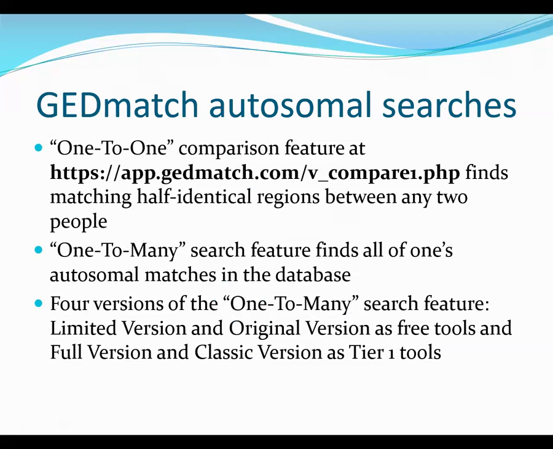So I want to first introduce the one-to-one comparison feature, which is where you take two GEDmatch kit numbers and compare them to each other to see if they have any matching segments, often referred to as a half identical region. I use this feature all the time, and I encourage you to get very familiar with it.